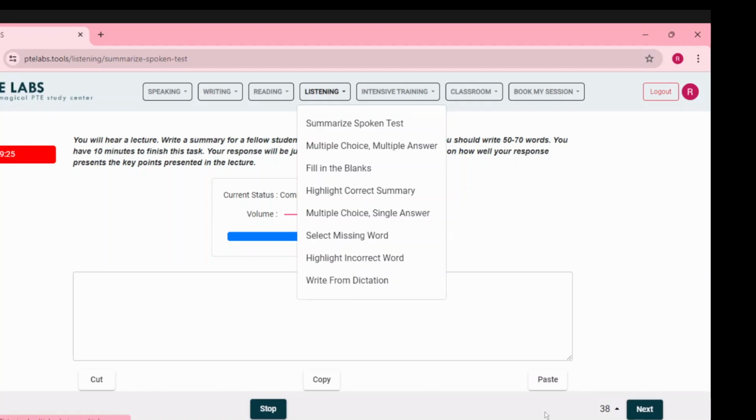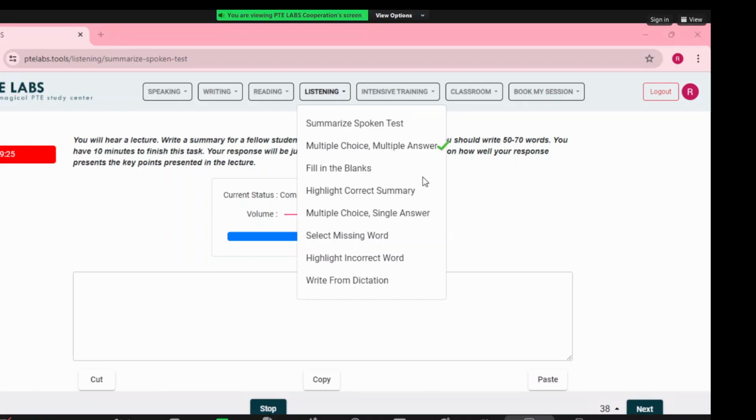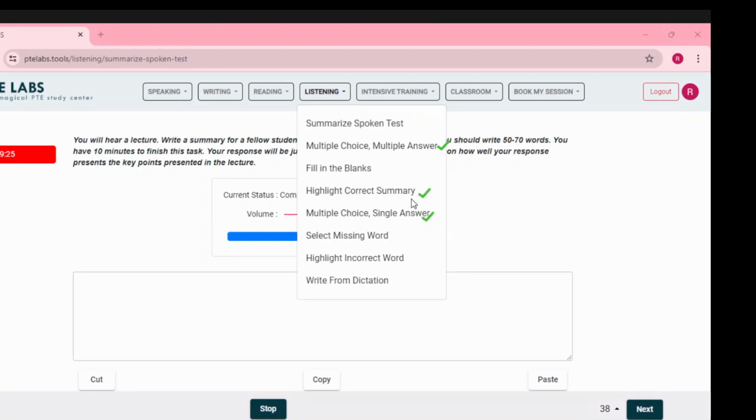So for these green zone components, multiple choice multiple answer, highlight correct summary, and multiple choice single answer, you have a short method. So write this down. For multiple choice, multiple answers, you can go with the longest and the shortest option. That's a short method and it's not 100% accurate, but there's a 50% success rate. We are using these short methods in order to save time.